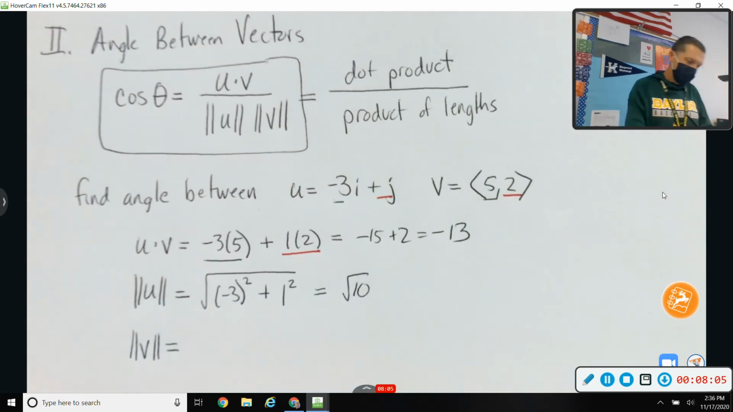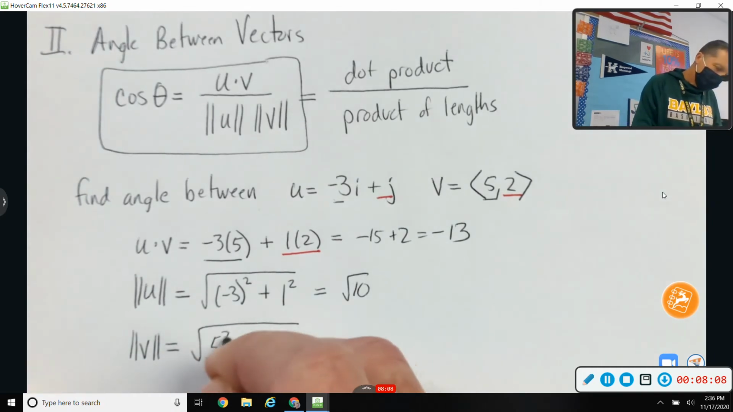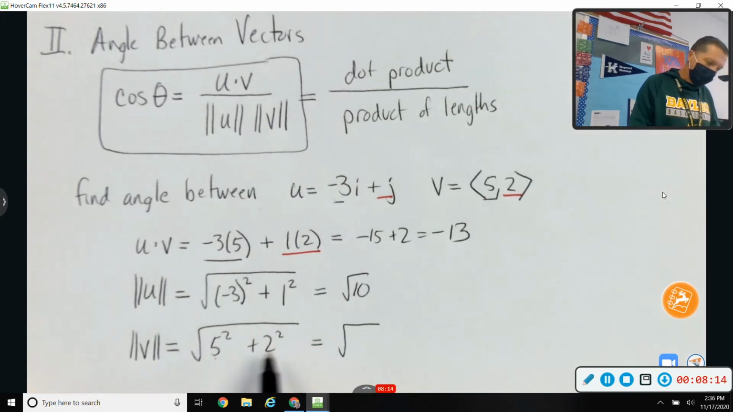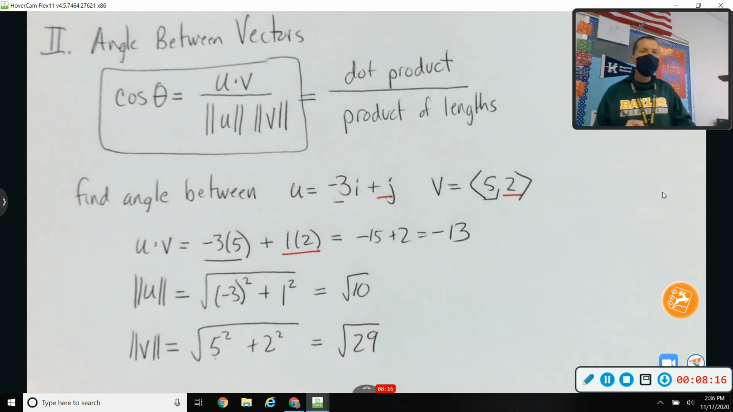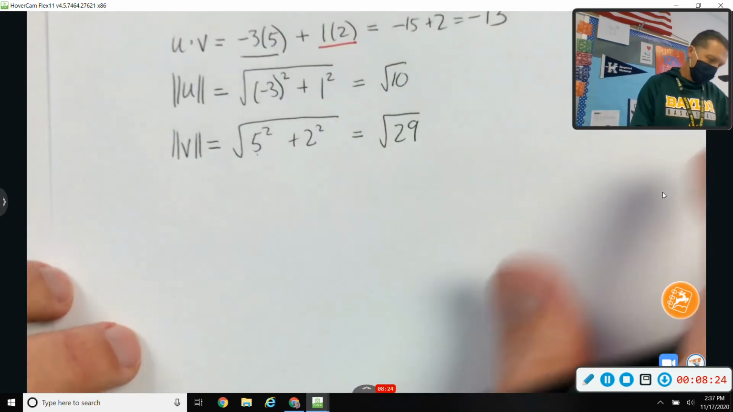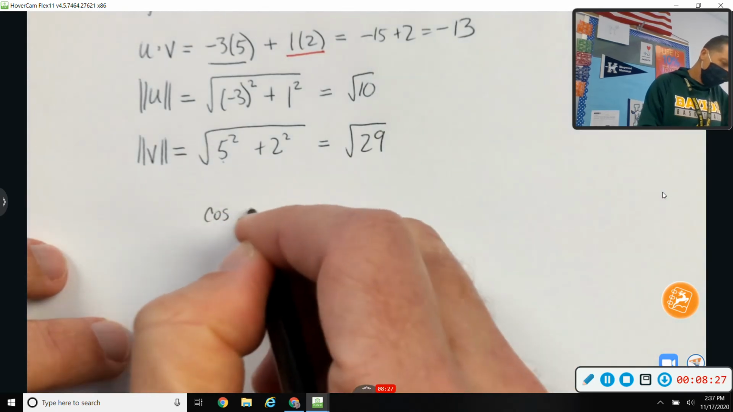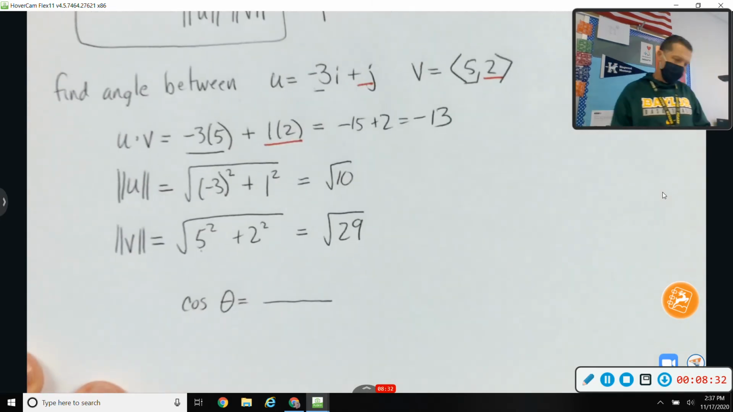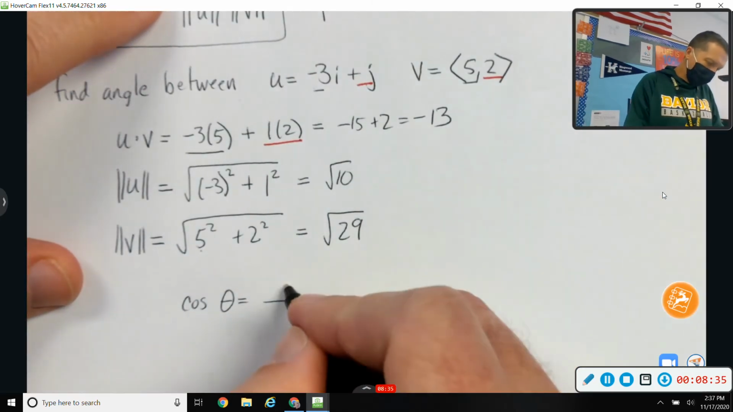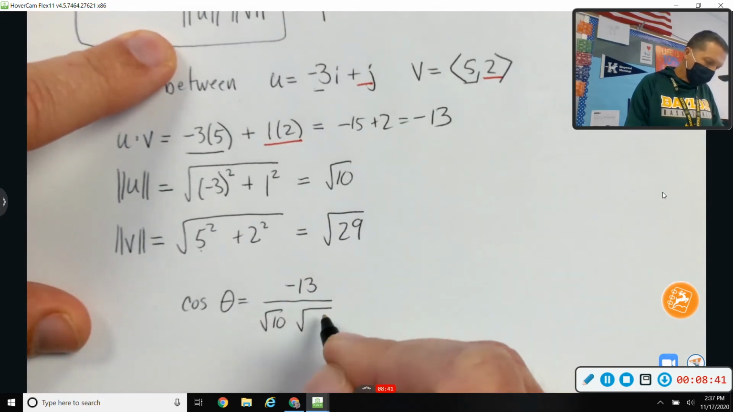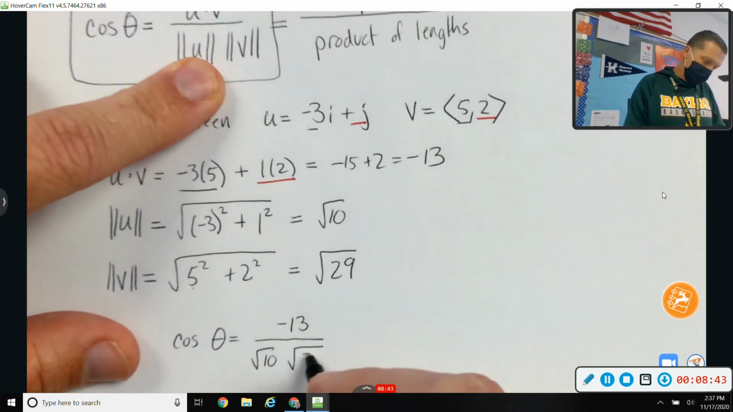Length of v, square root of 5 squared plus 2 squared. 25 plus 4 is 29. So now I got all my pieces. Now I can put them together into the formula. Cosine of theta. Now it's just making sure you put them in the right spot. The dot product was negative 13. The length of u was square root of 10. And the length of v, square root of 29.